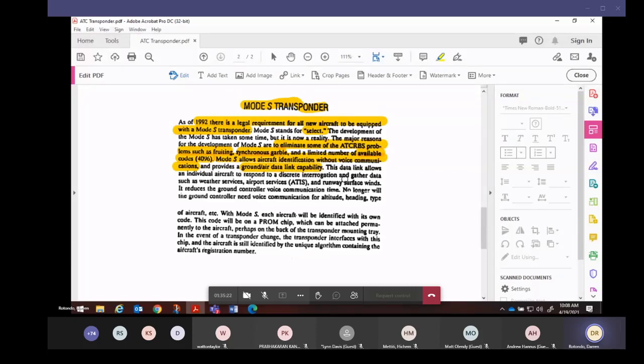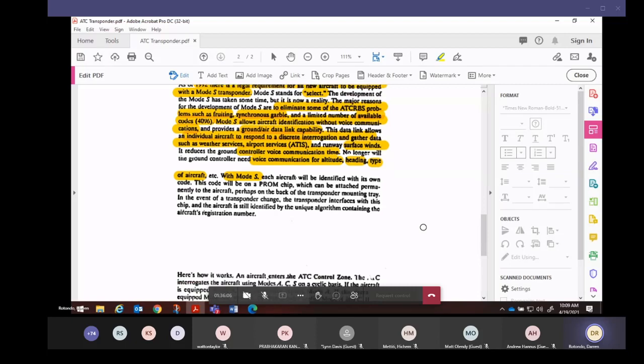So that's what's first and foremost nice about a Mode S transponder. It's going to allow an individual aircraft to respond to a discrete interrogation and even gather data such as weather service information, airport service information, runway surface winds, and so on, without the need for an air traffic controller to voice communicate that with you. So no longer will the ground controller even need voice communication to provide things like altitude, heading, type of aircraft, etc. And that's all going to happen with this new Mode Select transponder.